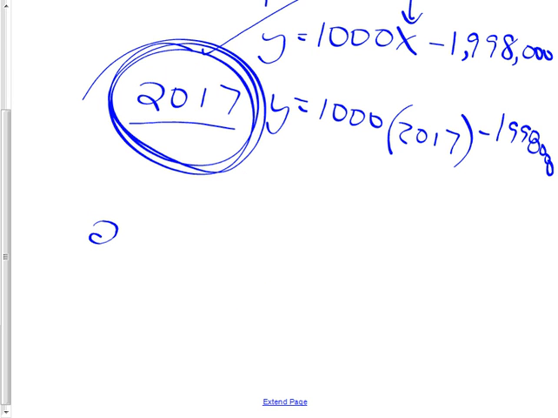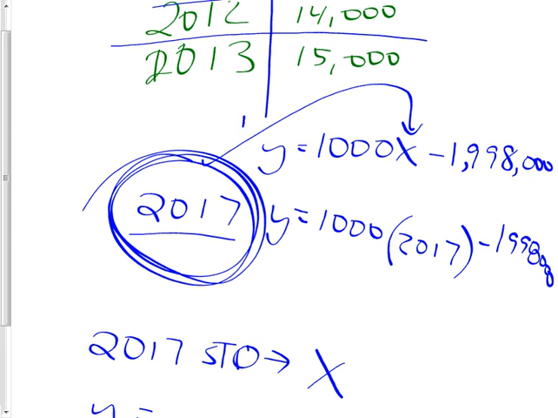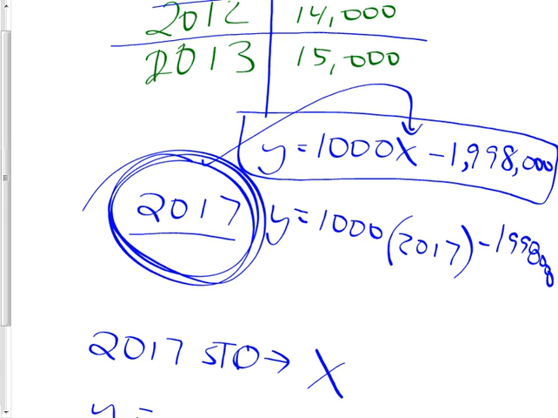I don't know if you remember this. You go 2017 STO, S-T-O, store it under x. And then you ask your calculator what y is again by typing y1. If you remember that, awesome. If you don't remember that, that's okay. As long as you can take your equation and stick in the number they give you, they'll either give you an x or they'll give you a y. And then you stick it in the right spot, either there or here, and you solve it.